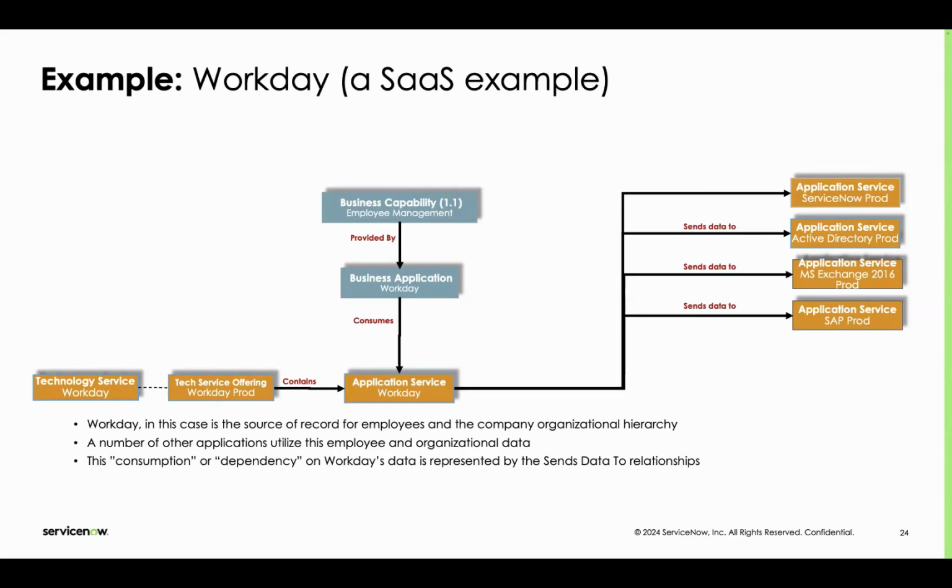And then on the right-hand side, we see all of these other applications that consume information out of Workday. It's our source of record for our employees. That's that golden list of employees and the organizational hierarchy, the HR hierarchy. That's fed into all kinds of things, and they consume it. Very simple model, but it gives you the concept of what to do about SaaS.